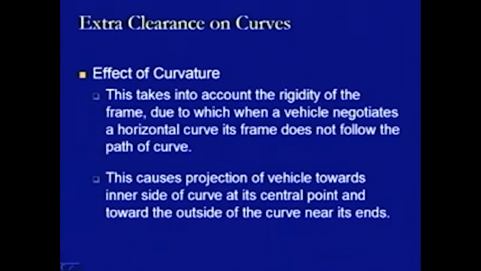As the vehicle is trying to take a turn, at the central point the vehicle remains on the inner side of the curve, whereas towards the outer side of the curve, near its end, it goes towards the outer side. This is a peculiar thing which is happening due to the effect of the circular curve in combination with the rigidity of the frame.